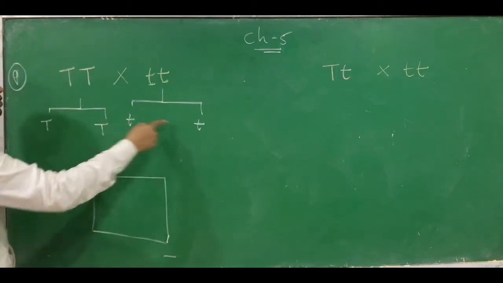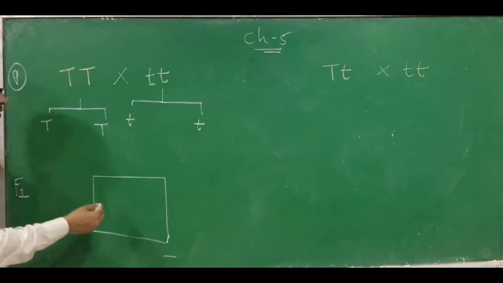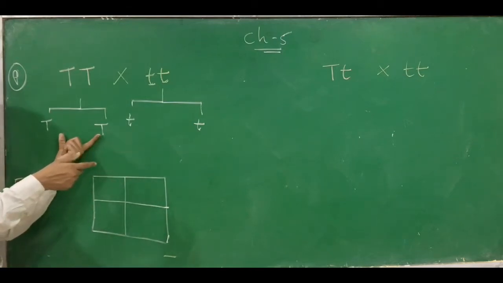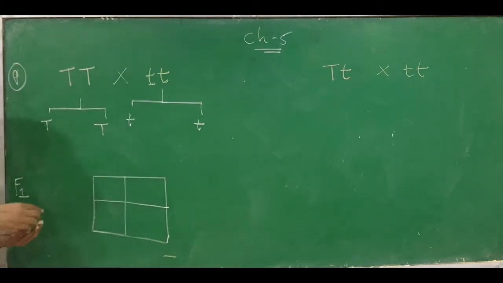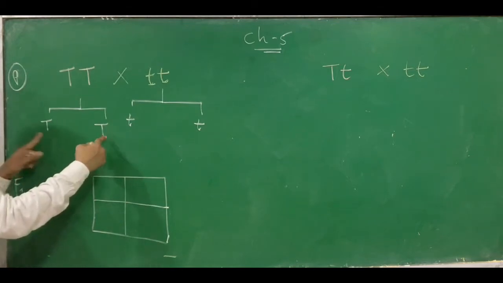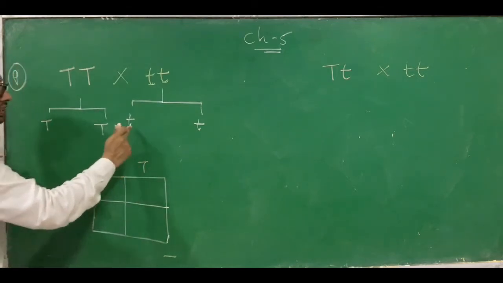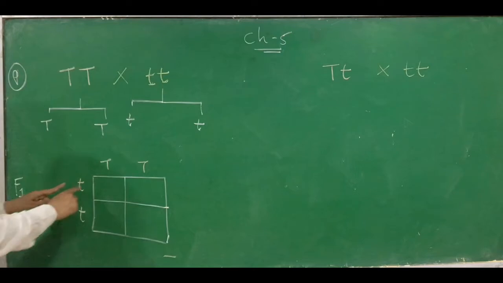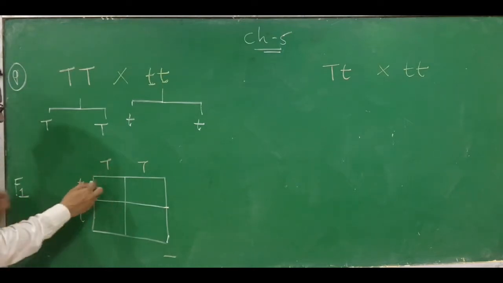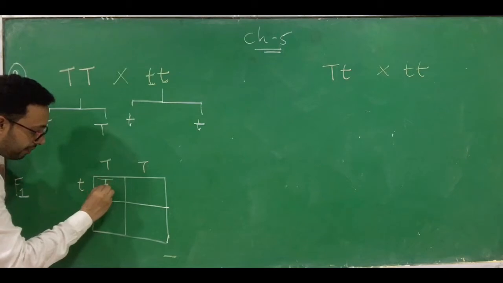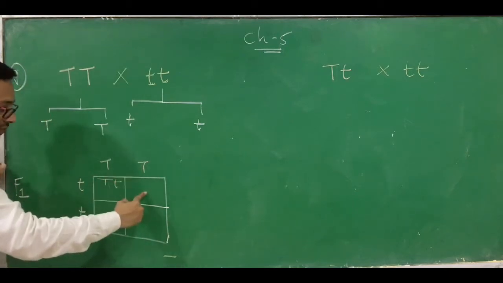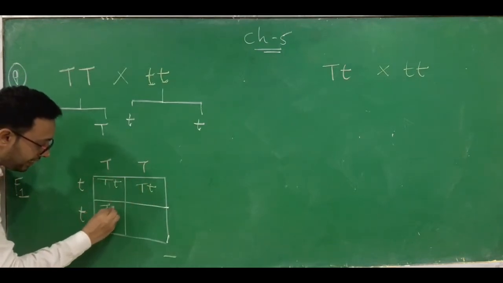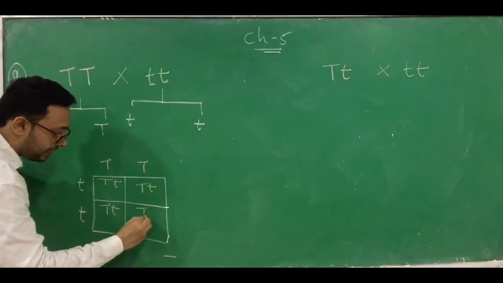Here 2 into 2 means how many possibilities are there? 2 into 2, 4. So I have to make a 4 square. Clear? On one side I have to write the gametes of one plant, on another side the gametes of another plant. So here the gametes of one plant are capital T, and the gametes of the other plant are small t. Now mix the row and column. So here capital T, small t. Same here, capital T, small t. Mix over here, capital T, small t. Mix capital T, small t.